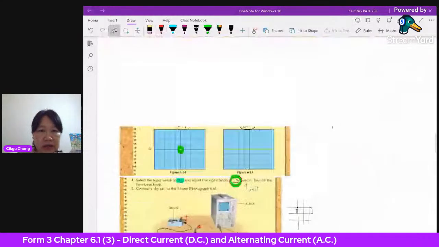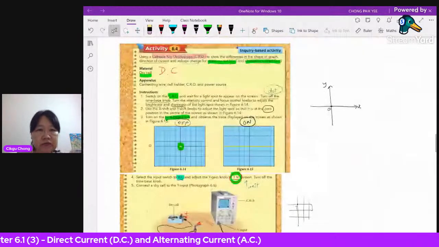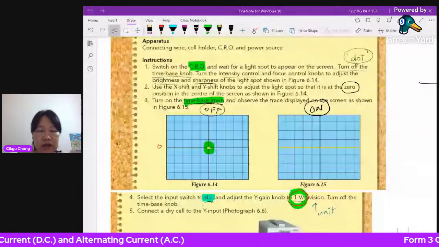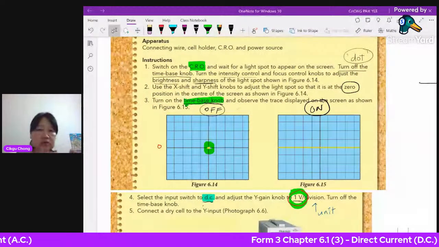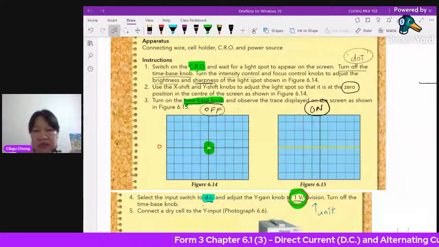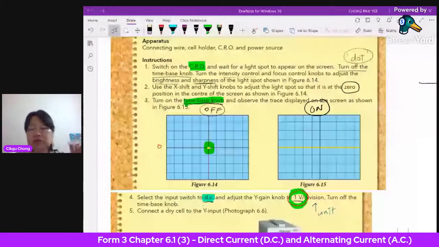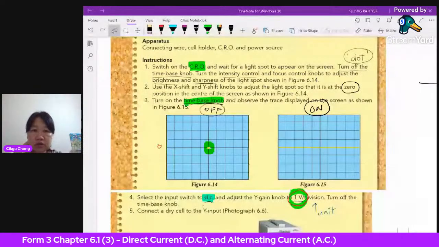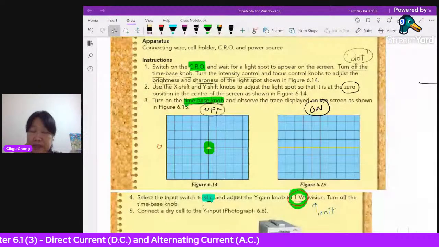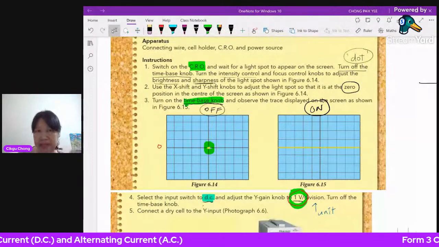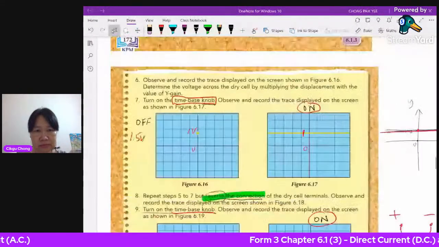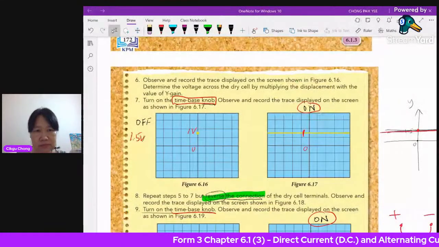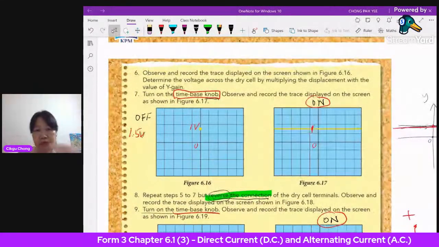Let's look back. A dot is if you switch off, if there's no current, a dot at zero. That means you did not switch on, no electricity, no AC or DC connected there. And if the time-based knob is on, you get a line, basically the same place, but longer. Then you connect your DC supply there. Depends on how strong. If it's 1 volt, it goes to 1.